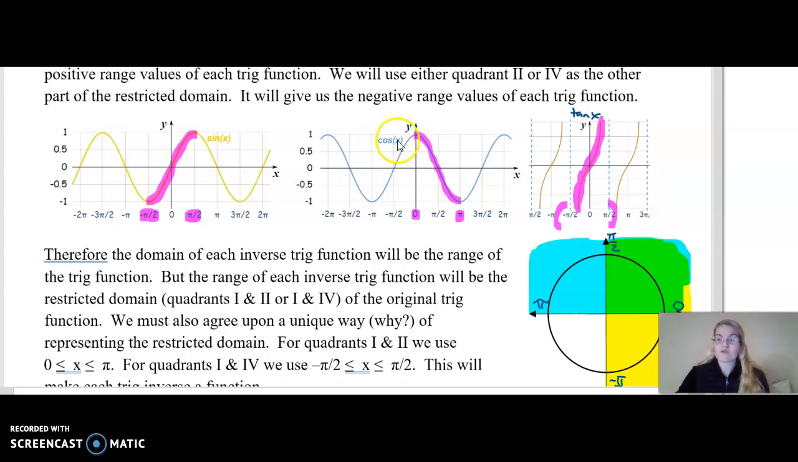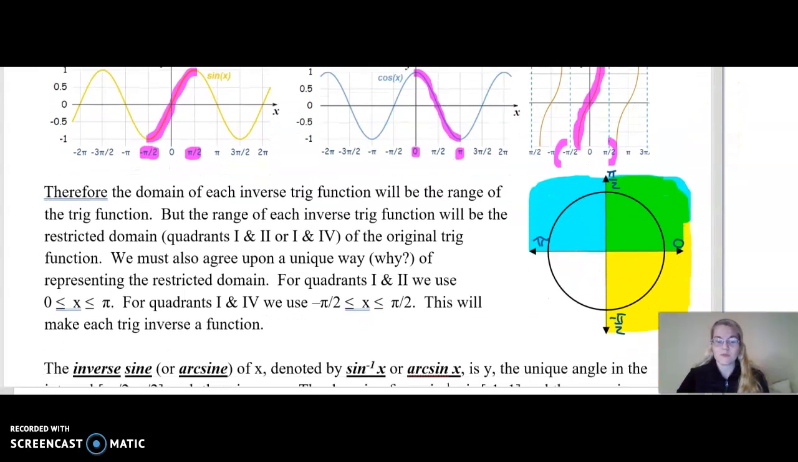Cosine inverse will have the restricted range 0 to pi. Tangent inverse will have the restricted range negative pi over 2 to positive pi over 2. All right, so these are what we're using.